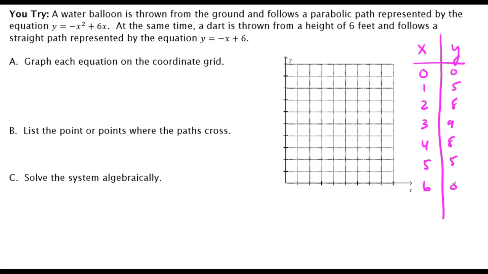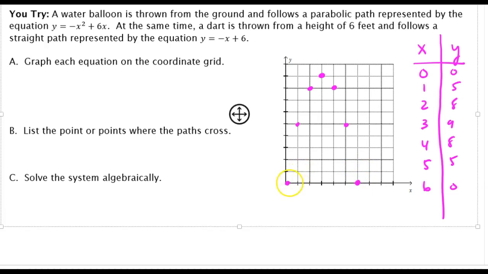So I'm going to start by graphing my parabola. So I have 0, 0, 1, 5, 3, 9. I'm sorry, 2, 8. I skipped over one. 3, 9, 4, 8, 5, 5, and then 6, 0. So right here, this last dot I just plotted, that would be where the water balloon hits the ground. So I'm going to connect all these dots.